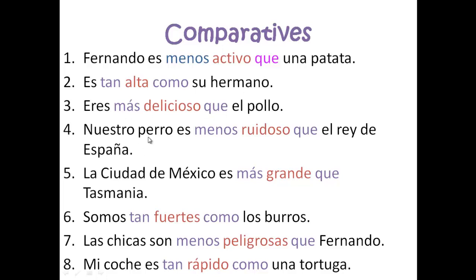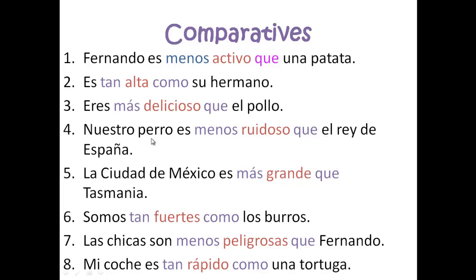So here we're trying to say our dog is less noisy than the King of Spain. So nuestro, that's a possessive adjective. It means our, just like remember mi means my, so mi casa or mi familia. Here we have nuestro, which means our. So nuestro perro, our dog, es is less noisy than the King of Spain.